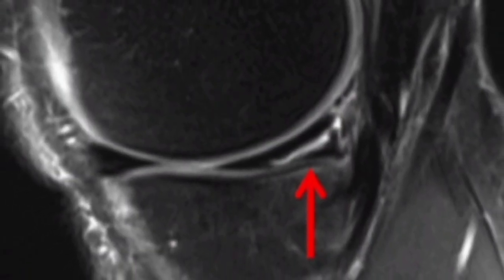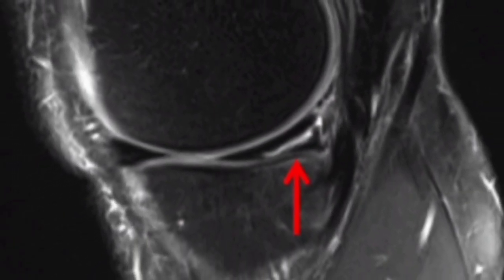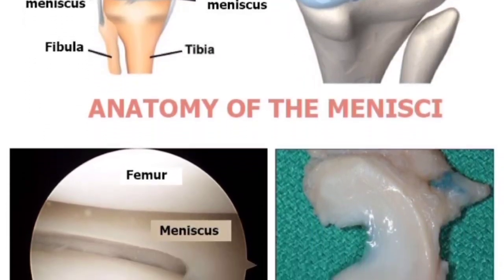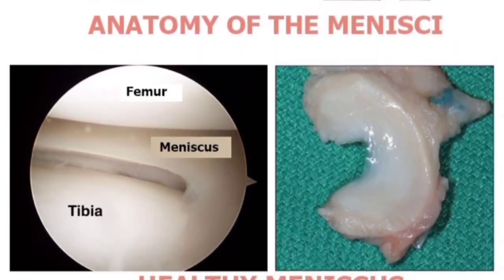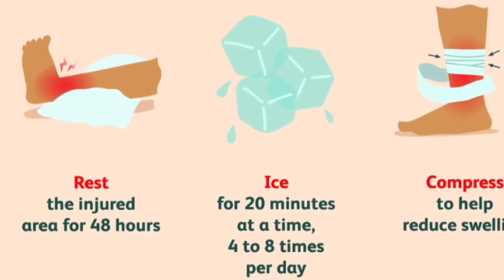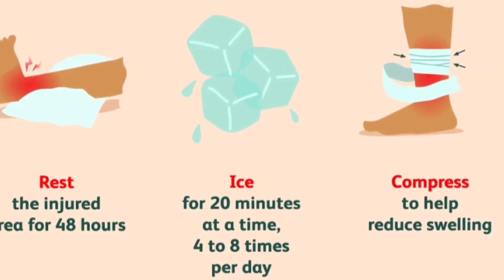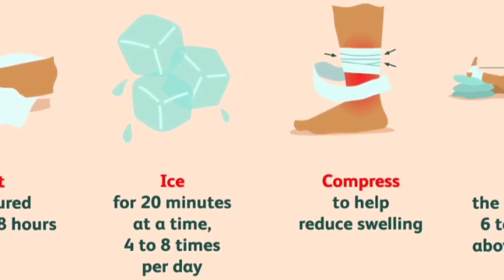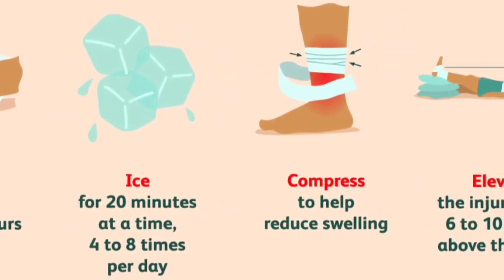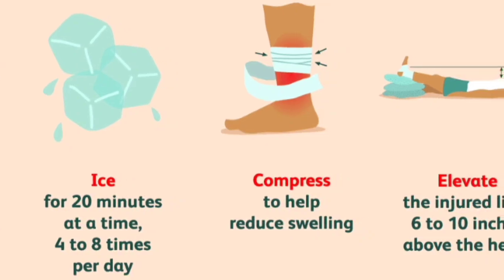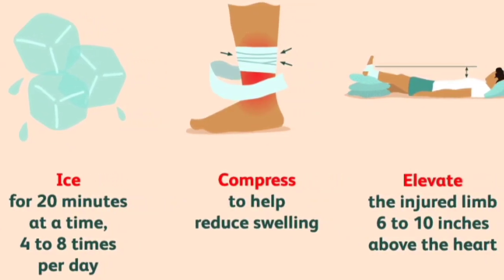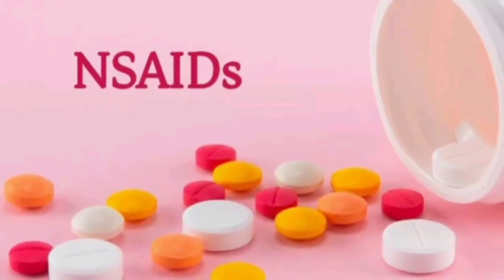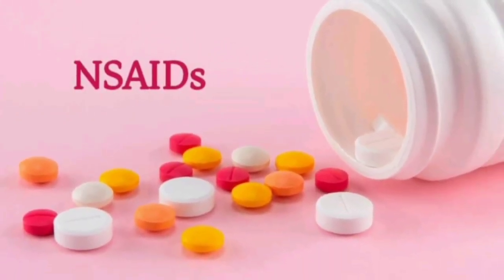Treatment options. 1. Conservative treatment, or non-surgical approach. Many meniscus injuries can heal without surgery. The first step is following the RICE protocol. Rest, avoid high-impact activities. Ice, apply ice packs for 10 to 15 minutes several times a day to reduce swelling. Compression, use a knee brace or bandage to prevent excessive movement. Elevation, keep your leg elevated to reduce swelling. Pain can be managed with NSAIDs like ibuprofen or acetaminophen.